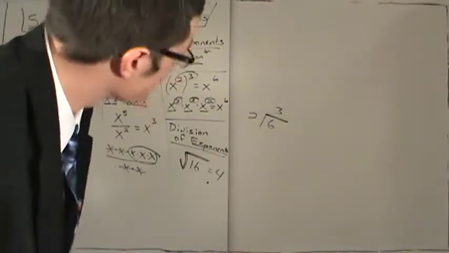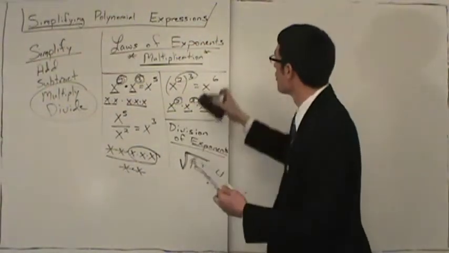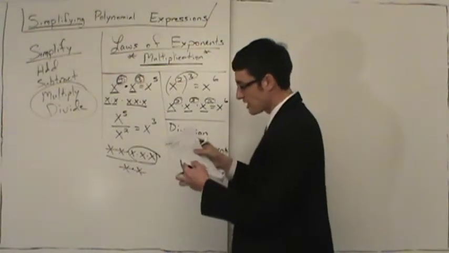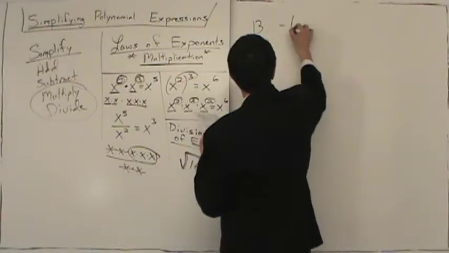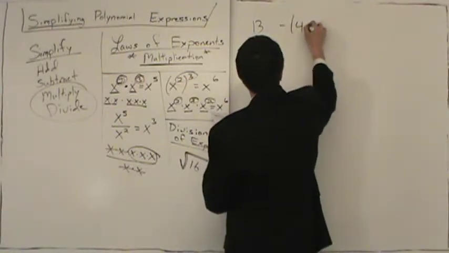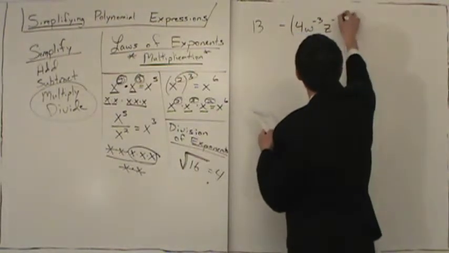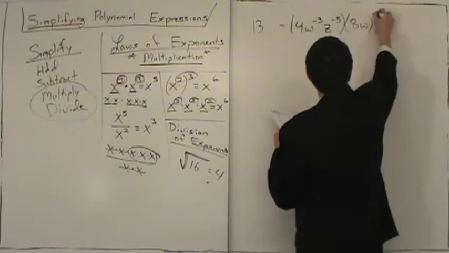Now, onto the problem. So finishing the sheet on multiplication rules. We're looking at the 6-1 practice sheet, problem number 13. Problem number 13 says negative quantity 4w to the negative third power, z to the negative fifth power, multiplied by 8w to the second power.